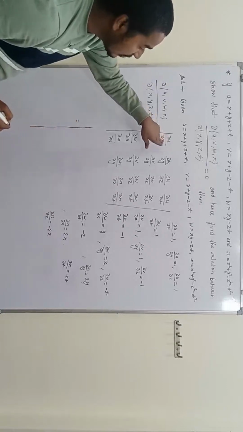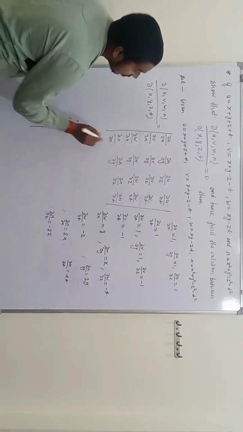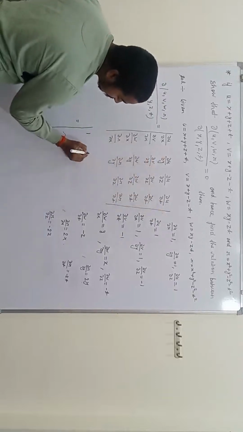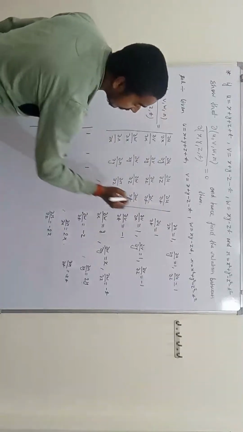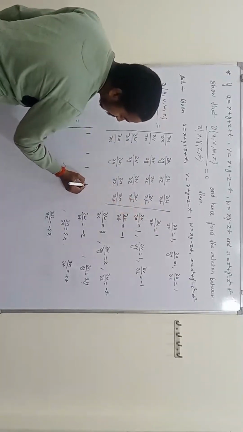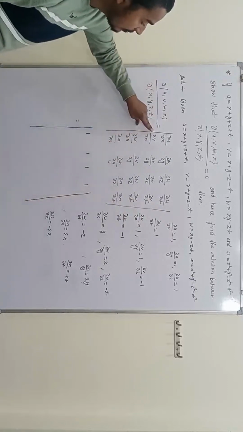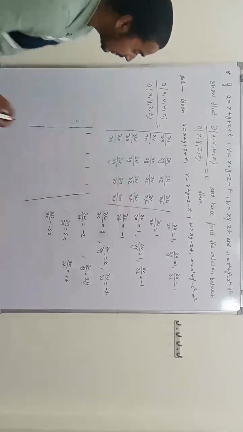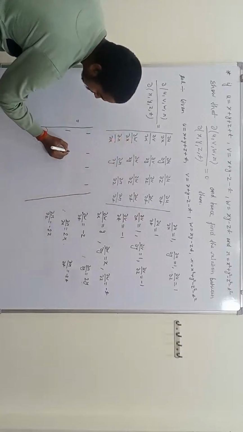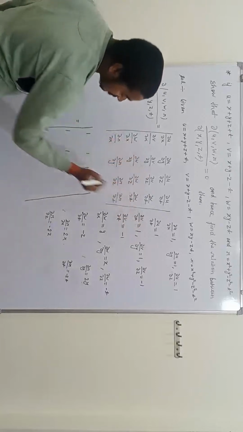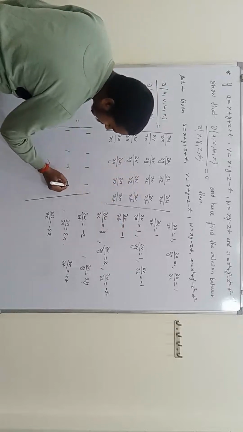first we have to put del u upon del x, that is 1, and del u upon del y is also 1, and del u upon del z is also 1, and del u upon del t is also 1. Further we have to put the value of del v upon del x. Del v upon del x is 1, and del v upon del y is also 1, and del v upon del z is minus 1, and del v upon del t is minus 1.